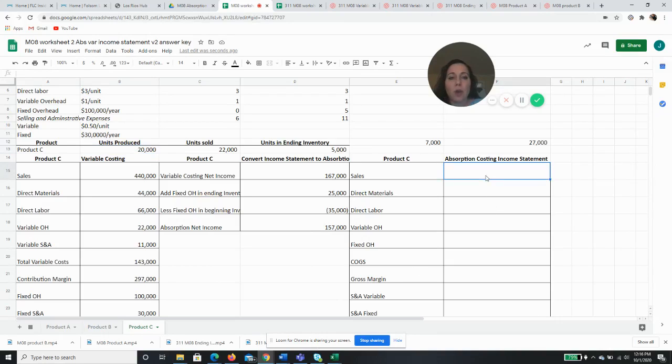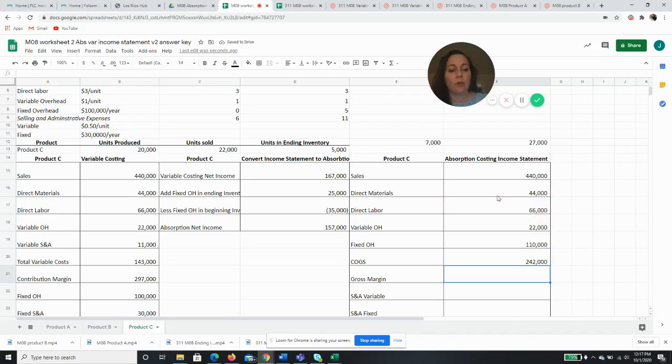All right, so we're going to check our work by doing our absorption income statement. And again, we're just going to copy over the things that we know are exactly the same, whether it's absorption or variable, which is really everything except the fixed overhead. Fixed overhead is going to be the number of units sold of 22,000 times fixed overhead per unit under absorption costing of 5 for a total of $110,000.